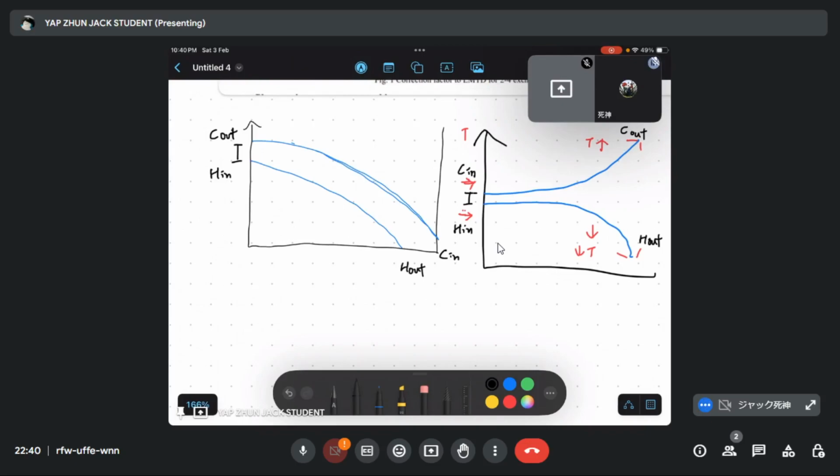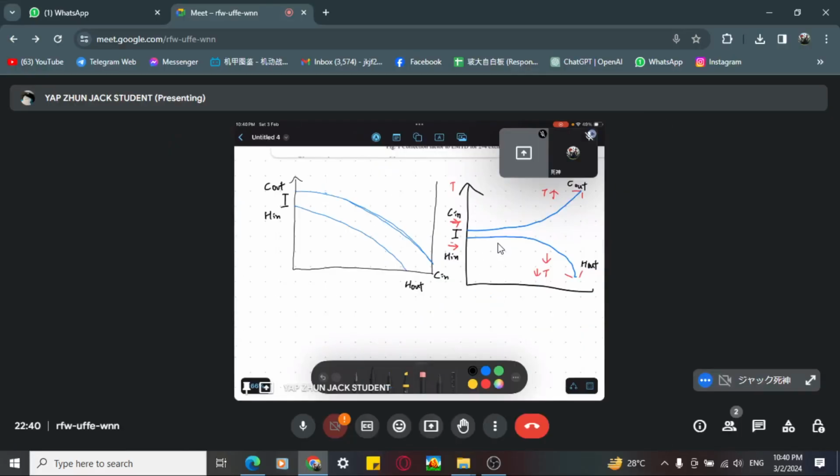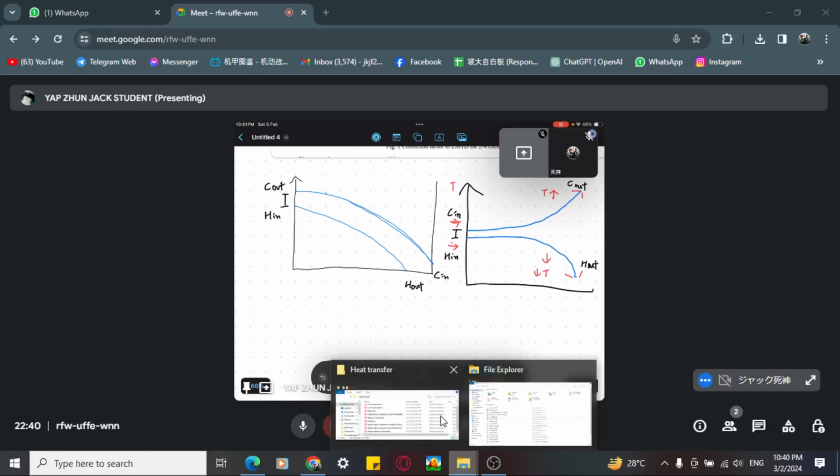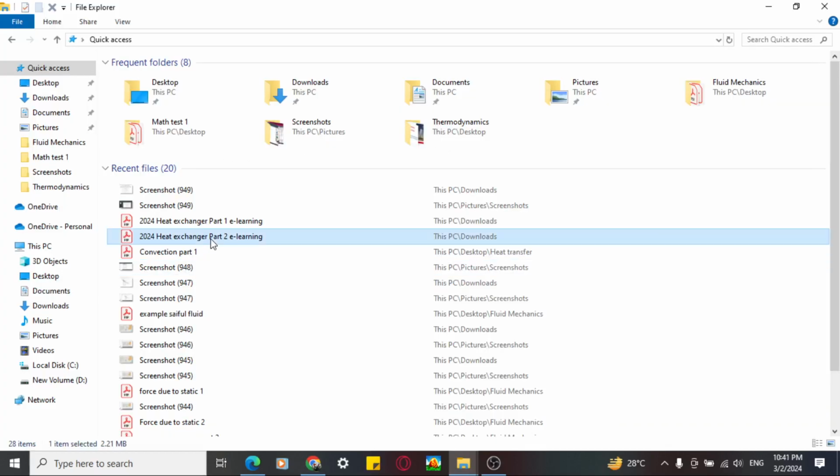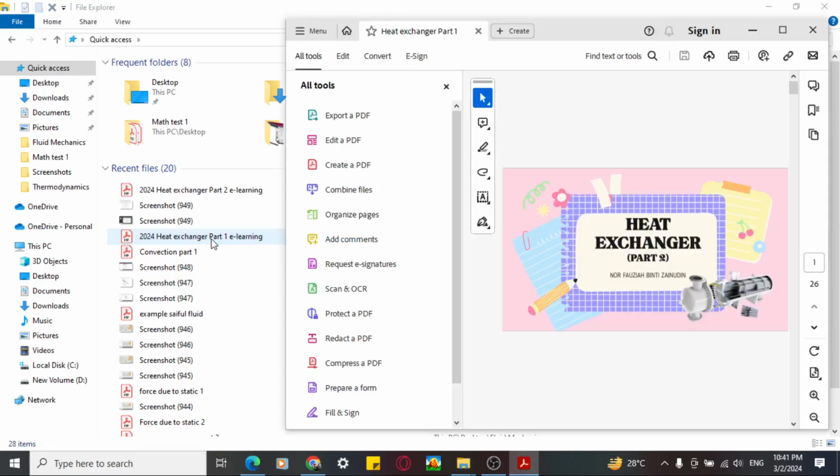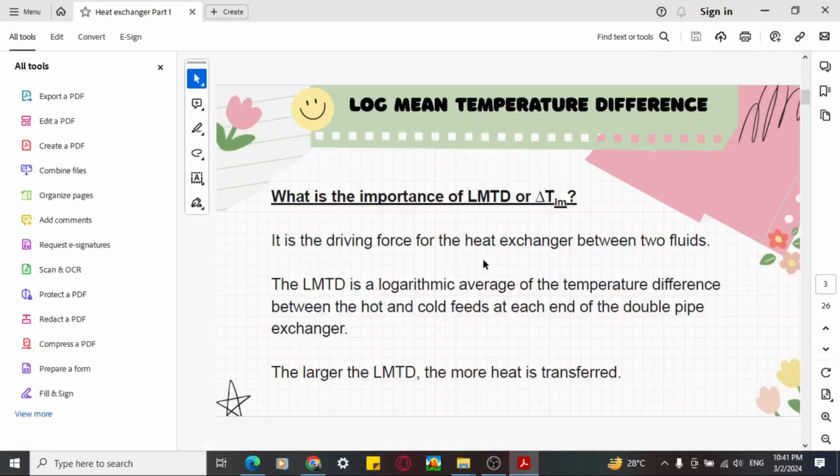Okay, now how do I know whether our C out is higher than H in, or H in is higher than C out? This you need to memorize. How do you want to memorize? We go to our notes. When you go to your notes, actually you will take a look. Go to our notes part 2. They already tell you.